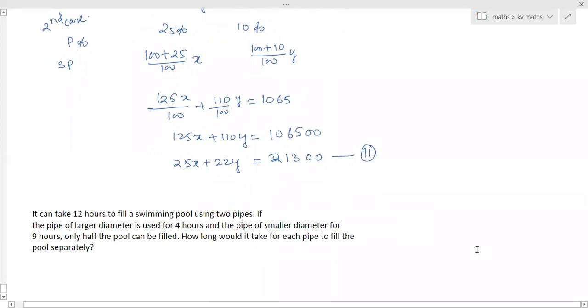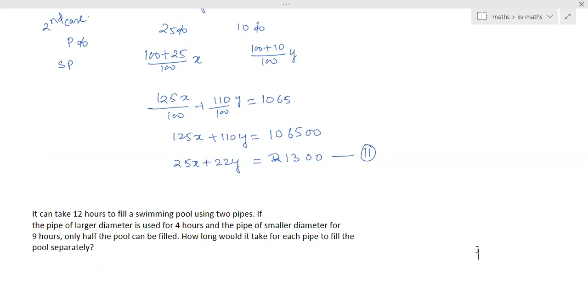This is the question, and this year, 2020, this question was asked. Most of the students lost marks. Few students only got this question. It can take 12 hours to fill a swimming pool using 2 pipes. If the pipe of larger diameter is used for 4 hours and the pipe of smaller diameter for 9 hours, only half the pool can be filled. How long would it take for each pipe to fill the pool separately?